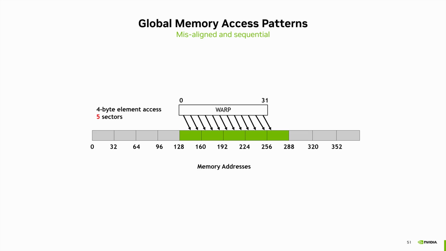Now let's see what happens if our memory is actually misaligned. In this case, it's misaligned and sequential, and here we actually need to fetch 1 extra sector. So instead of 4, we fetch 5. This is not that bad when we have other warps that are going to reuse the extra sector we brought in. For example, if we have another warp in the same thread block that is accessing the next sectors, then the effect of this misalignment is not that significant.